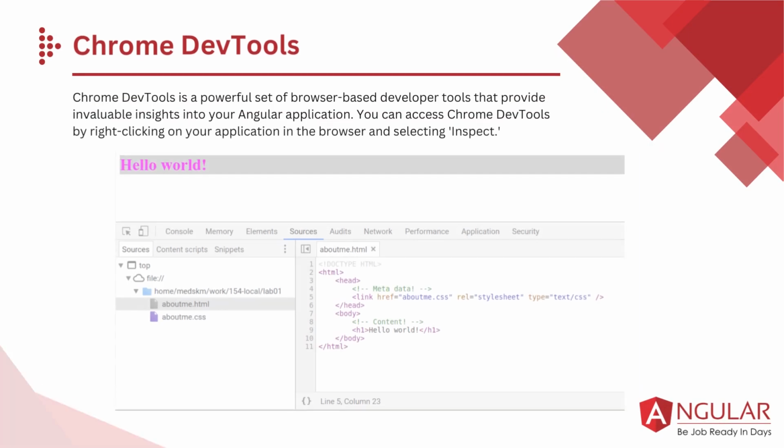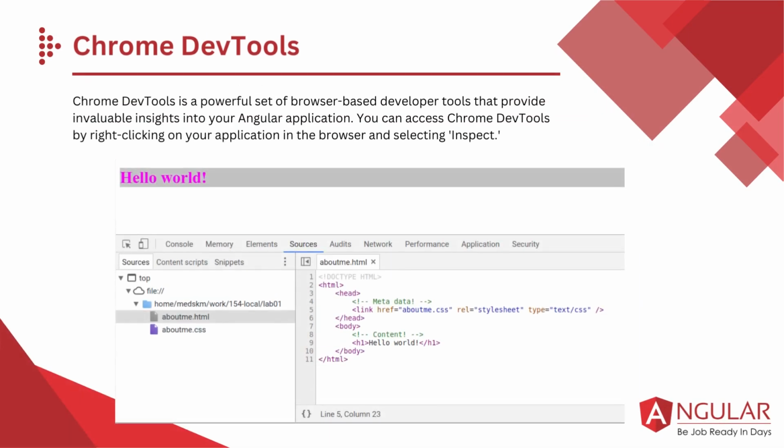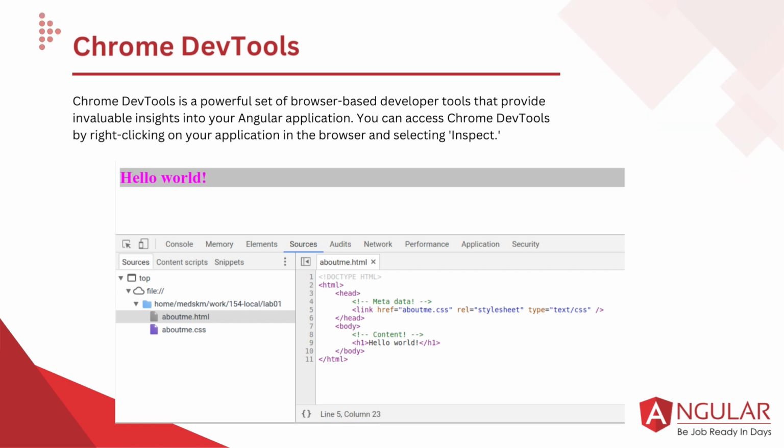1. Chrome DevTools. Chrome DevTools is a powerful set of browser-based developer tools that provide invaluable insights into your Angular application. You can access Chrome DevTools by right-clicking on your application in the browser and selecting Inspect. With Chrome DevTools, you can inspect and manipulate the DOM, debug JavaScript, analyze network activity, view console logs, and more.